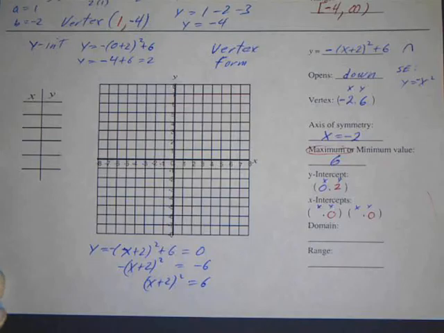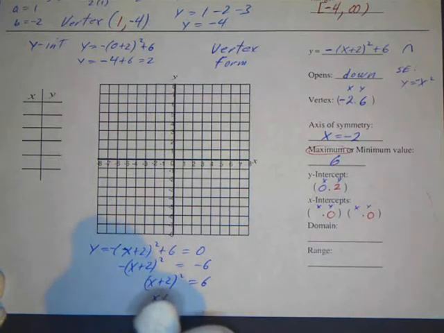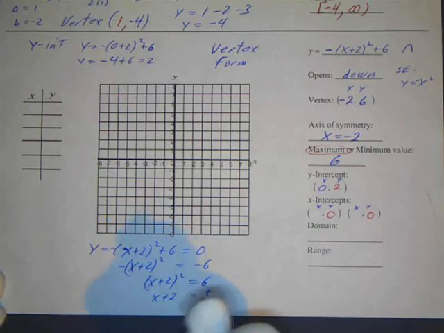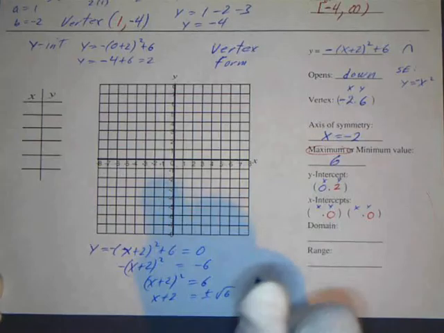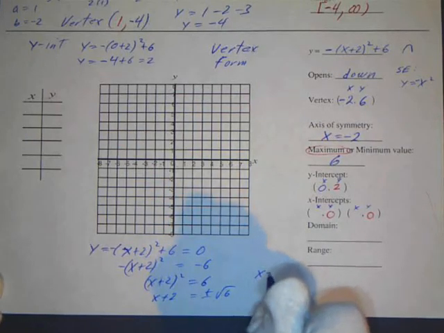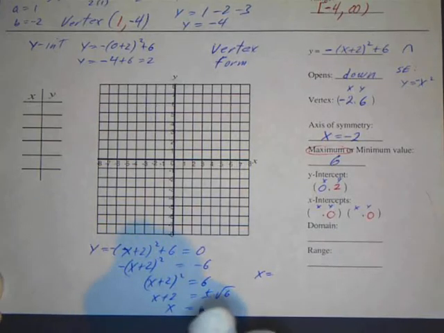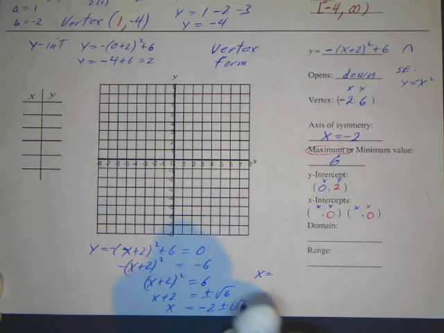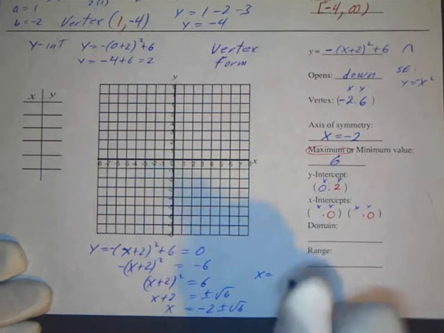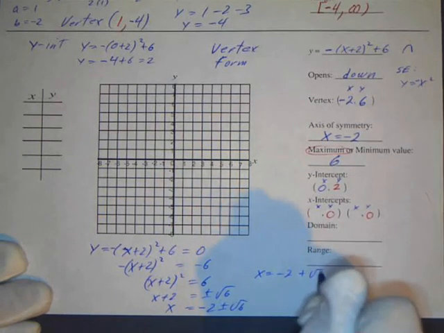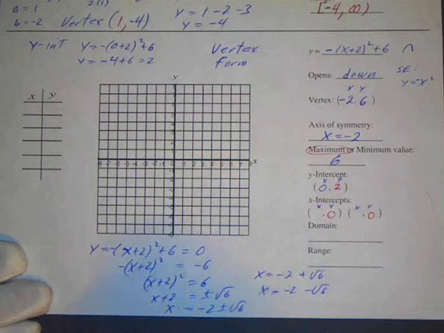And we've done some problems like these. Now I know that if something squared equals 6, then that something, x plus 2, equals plus or minus the square root of 6. All right? So my values would be either x equals, and if I subtract 2 from both sides, x equals minus 2 plus or minus the square root of 6. So now I got two values, either x equals negative 2 plus the square root of 6, or x equals negative 2 minus the square root of 6.